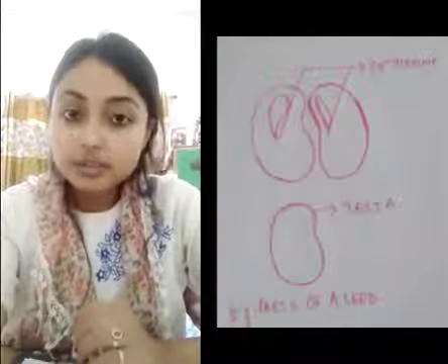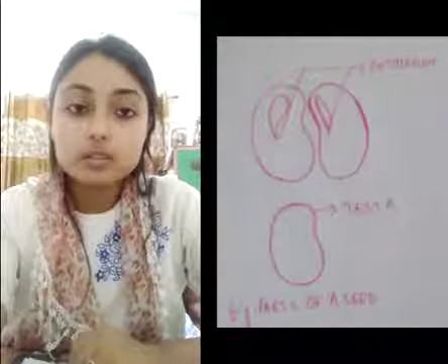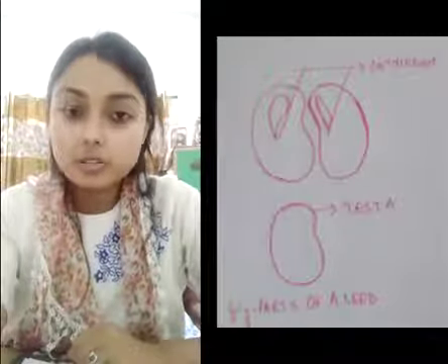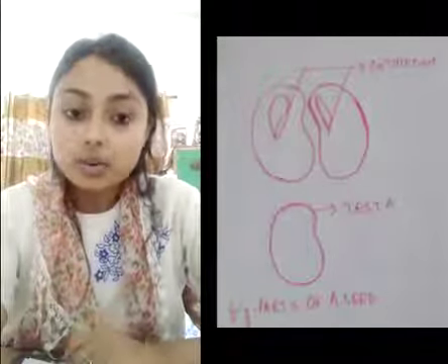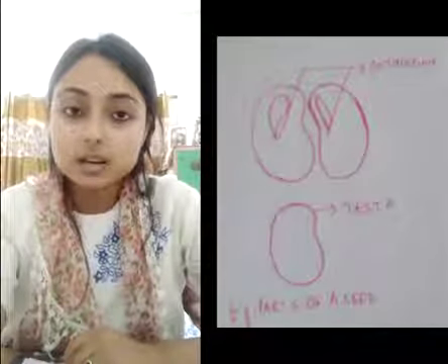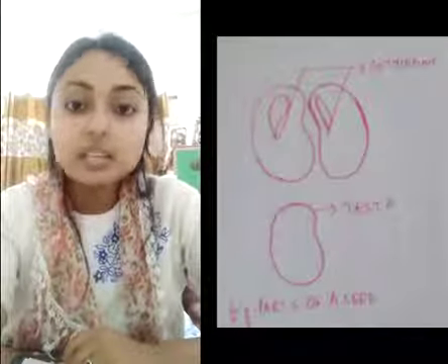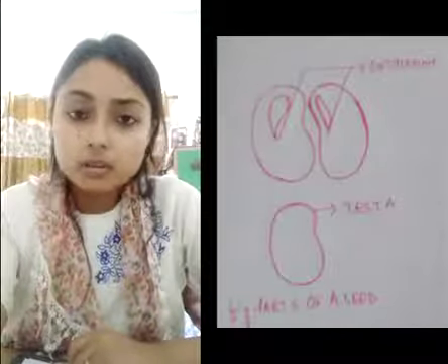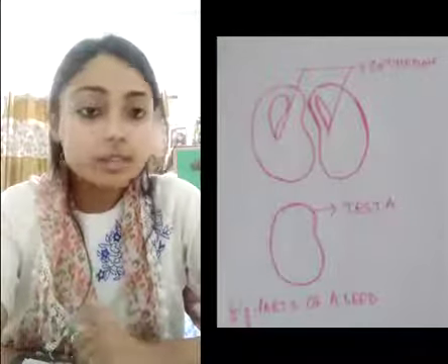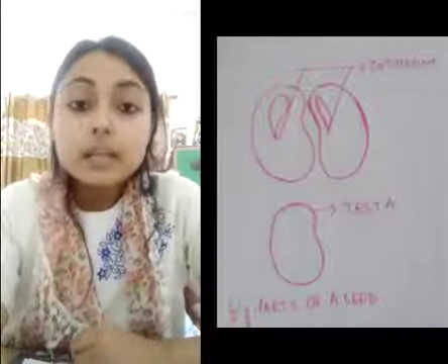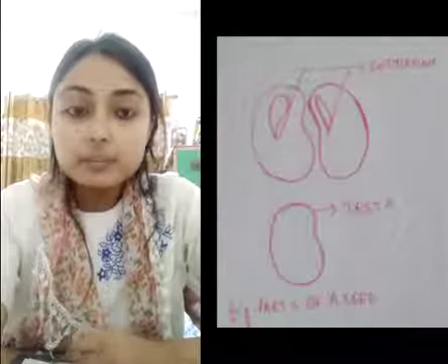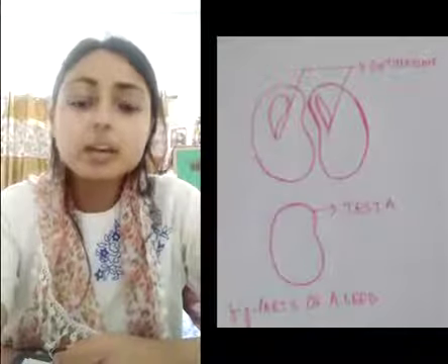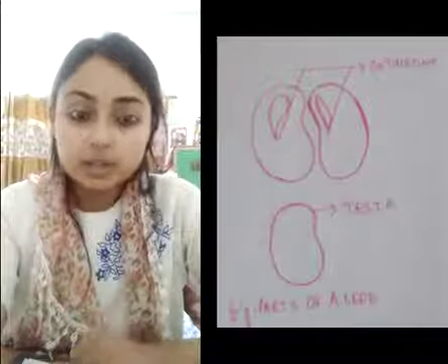In the language of science, a seed coat is called testa. T-E-S-T-A, testa. Now, what is the function of this seed coat? Why does the seed have a seed coat? The seed coat basically protects the seed from any mechanical or physical injury.